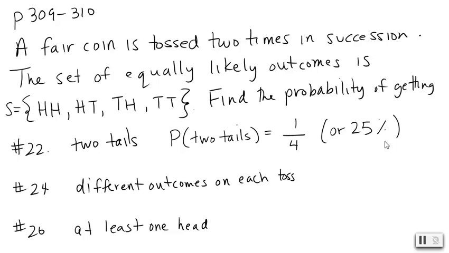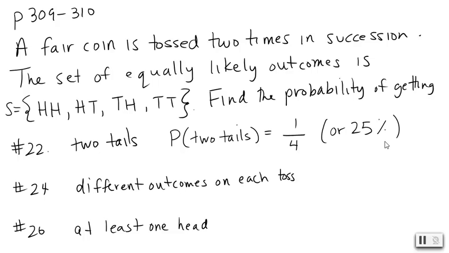If you take a coin out right now and flip it twice, and then do that 4 times, you might get 2 tails twice, or you might not get 2 tails at all. But over the long run, if you were to keep doing this, about 25% of the time, there were 2 tails. That's what that answer means.